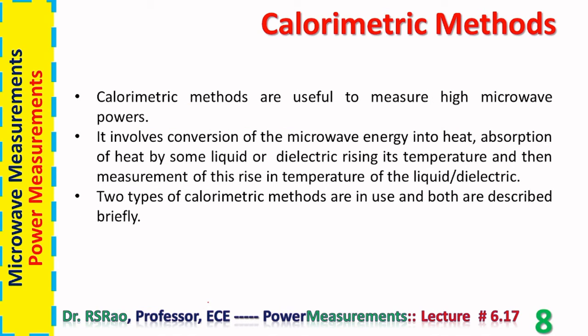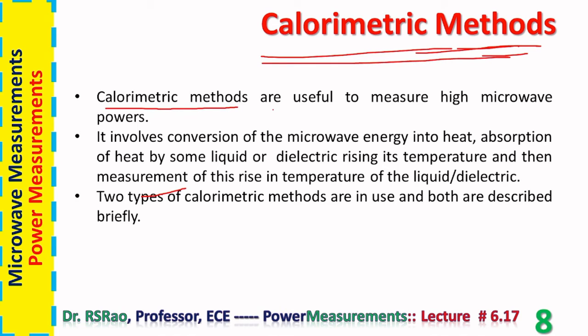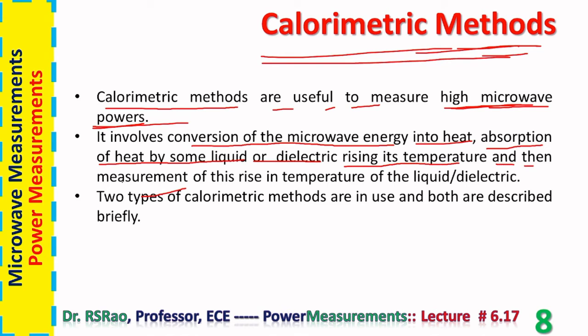Now we move to second category of power measurement methods, calorimetric methods. Calorimetric methods are useful to measure high microwave powers. These methods involve conversion of microwave energy into heat, absorption of heat by some liquid or dielectric, rising its temperature, and then measurement of this rise in temperature of the liquid or dielectric.